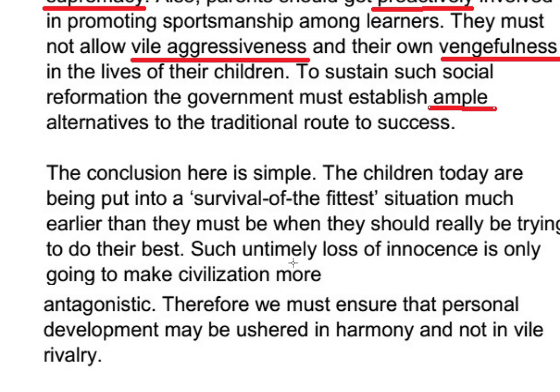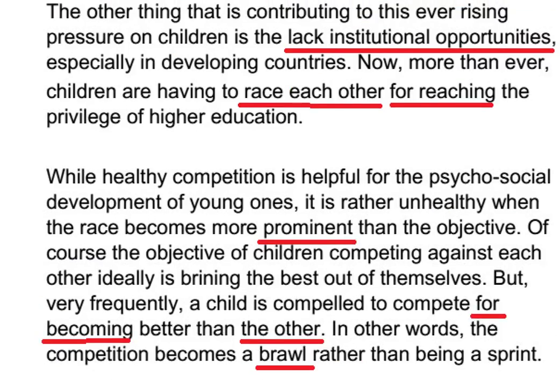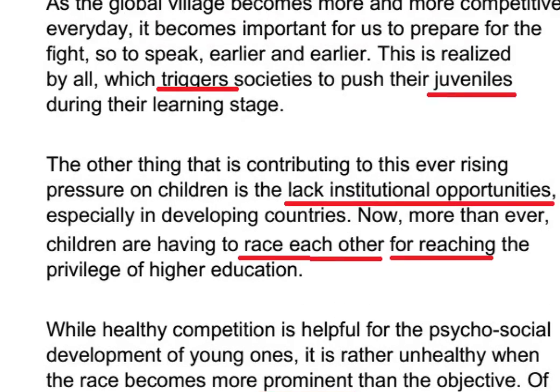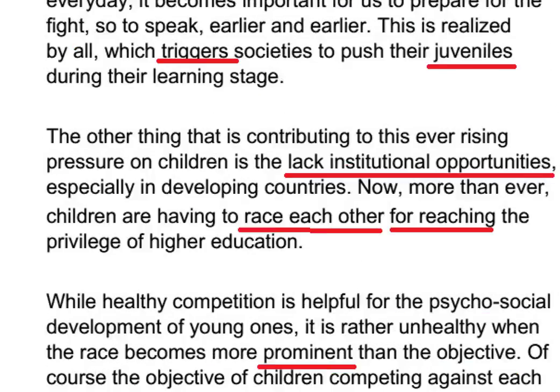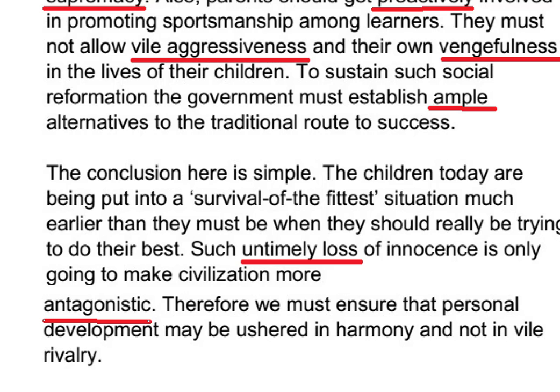They're trying to do their best. Untimely loss. Oh, that's good. Untimely and loss go together. Antagonistic. Have you seen that before? Something about antagonism. No. Therefore, we must ensure that personal development may be ushered in harmony. Okay, the meaning here to me is not very clear. Vile is repeated. Rivalry is repeated.